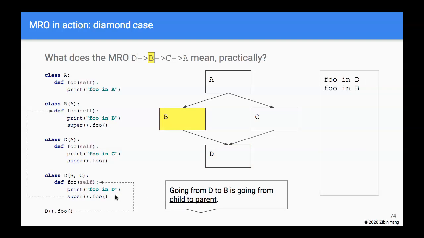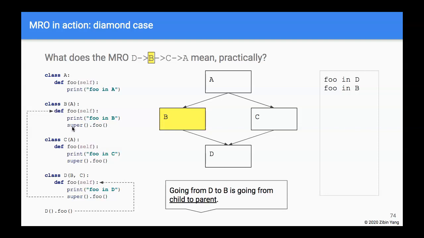Okay, and next we call super.full here. Now, when we call super, it looks in the MRO again and sees the next one after D is B. So it will look into B and see if there is a full method. There is a full method, so it prints out full in B. And before we go on, I just want to point out, going from D to B is going from a child to a parent, or a derived class to a base class.